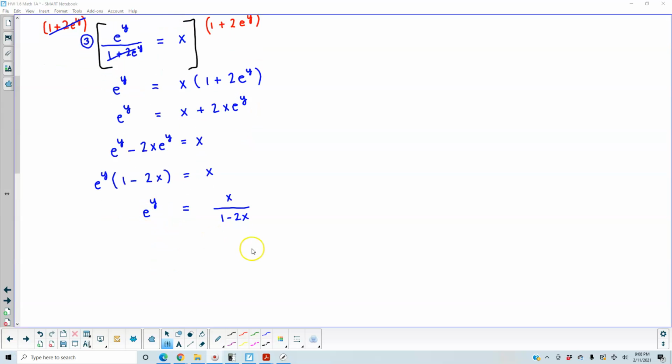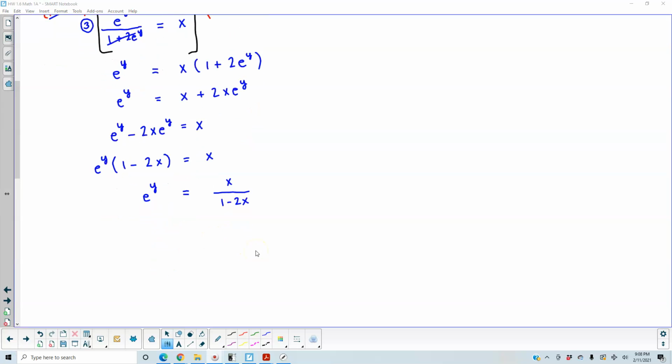So in order to isolate y, we're going to use the property of logarithms. So we're going to take the natural log on both sides. So we have the natural log of e to the y, which is equal to the natural log of x over 1 minus 2x. And so since the base here is e, then now we have y, which is equal to the natural log of x over 1 minus 2x.